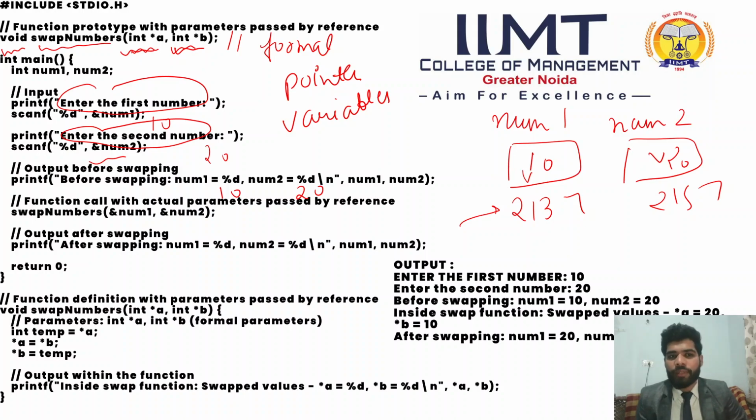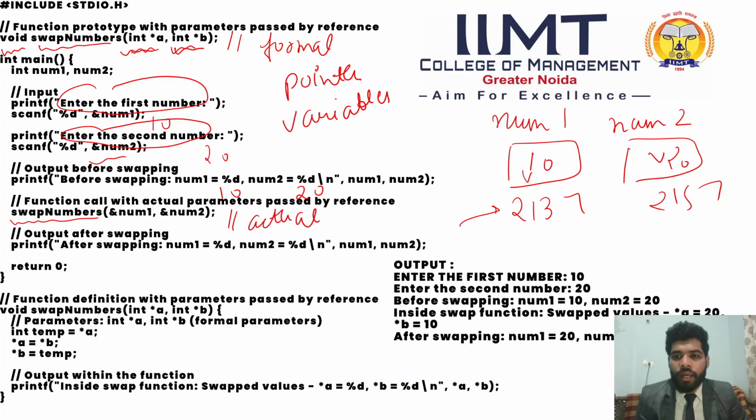After that, we have made a function call. How do we call a function? We just simply write its name, that is swap numbers, and in the brackets we provide the parameters. At the time of function calling, the parameters that are used are known as actual parameters.